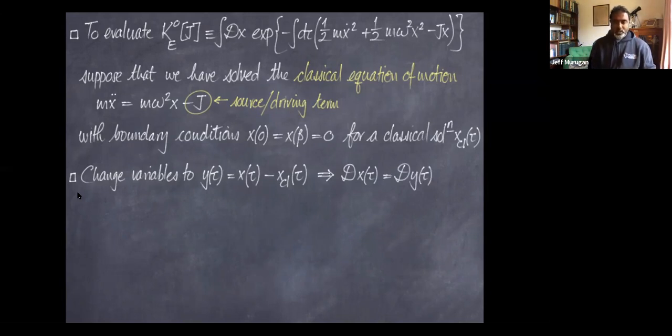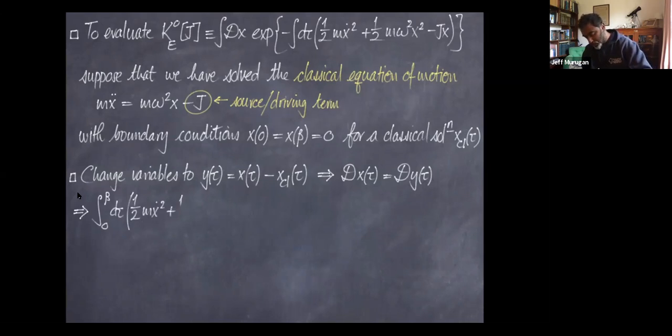Because as far as these are concerned, the classical solutions are effectively constants. Okay. With this in play, it follows that the following is true. The integral from 0 to beta with respect to tau of a half m x dot squared, remember dot is d by d tau, plus a half m omega squared x squared minus j of x splits up into two parts.